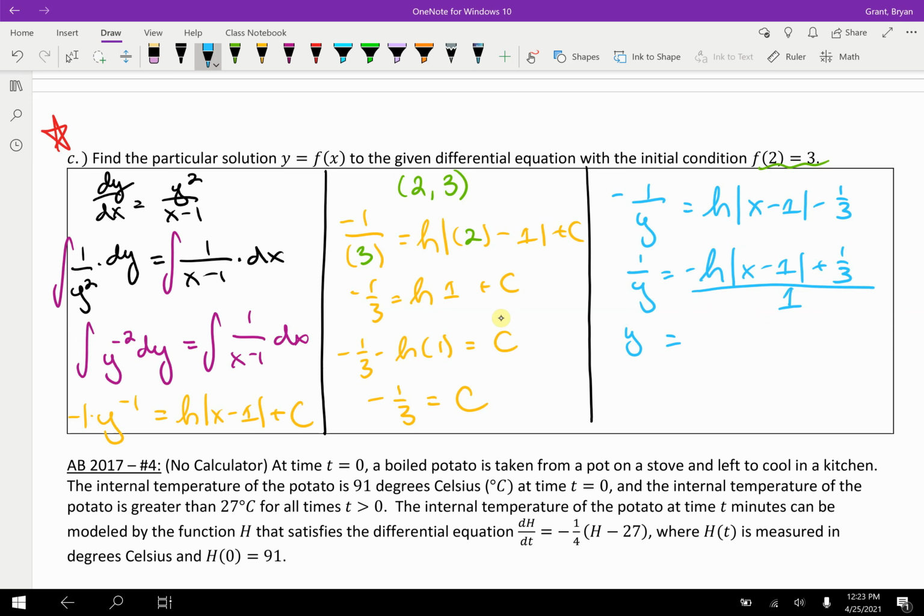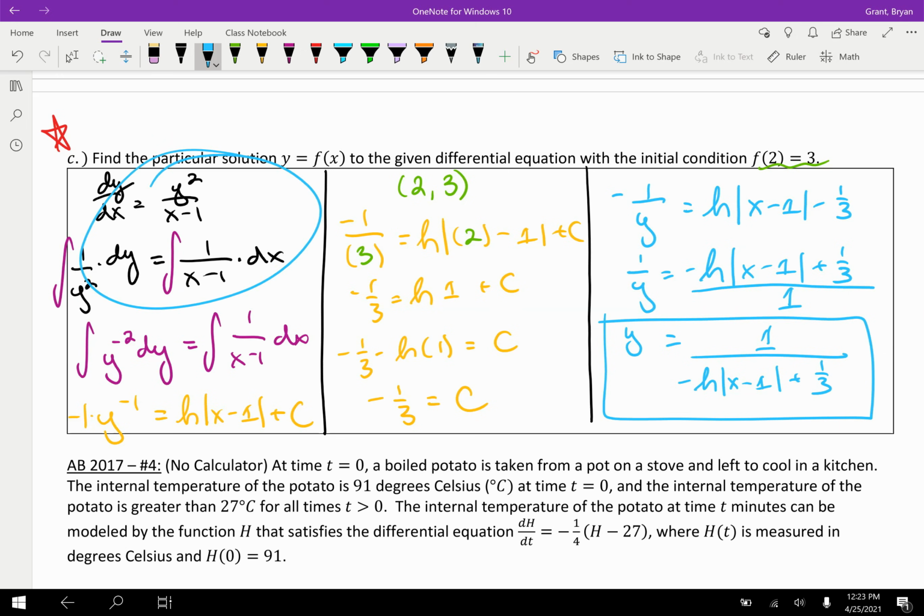So what is the reciprocal of that? 1 over negative natural log absolute value x minus 1 plus 1/3. And we're done. 5 points here. 1 point, 2 and sometimes 3 points, 4 points, 5 points. You need to practice it. It's a really easy way to boost up that score.